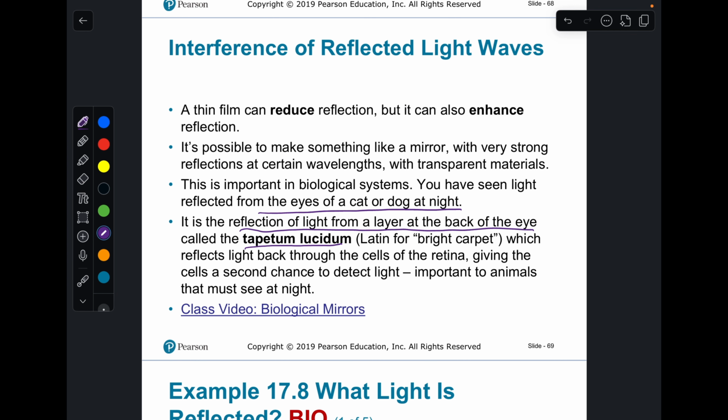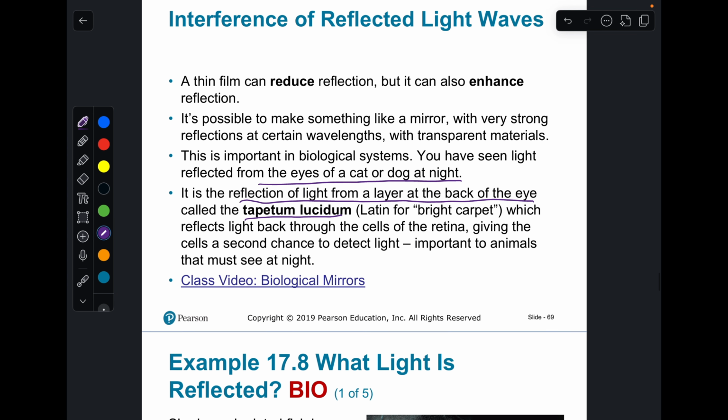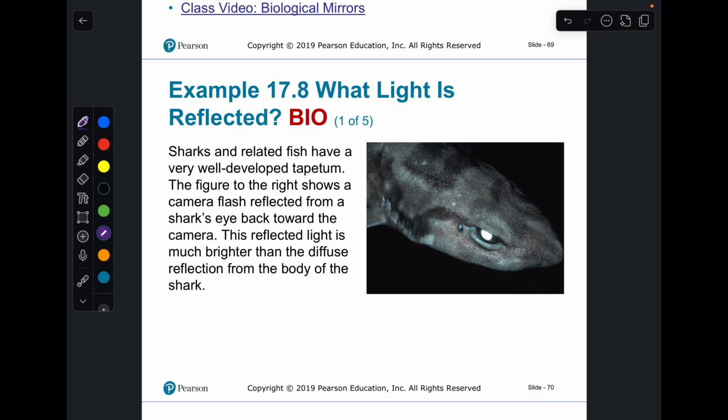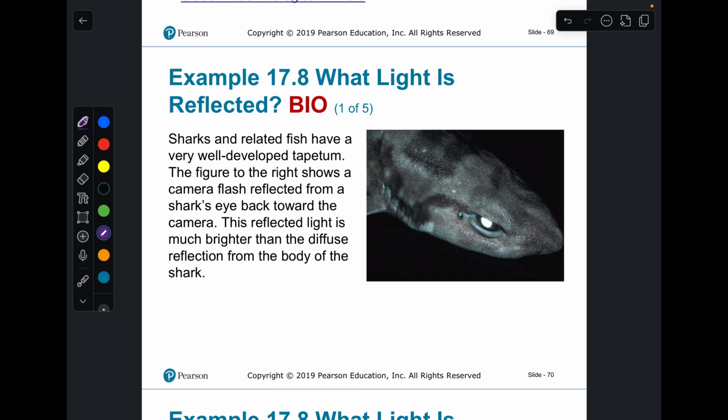What happens is light reflects back through the cells of the retina after entering this film, and it gives the animals a second chance to detect light, and therefore increases their night vision, their vision at night, right? It's kind of amplifying the low levels of light that exist at night, by creating this constructive interference that allows the light a second chance to go to the retina and be used to determine the position of objects. So this example illustrates that idea.